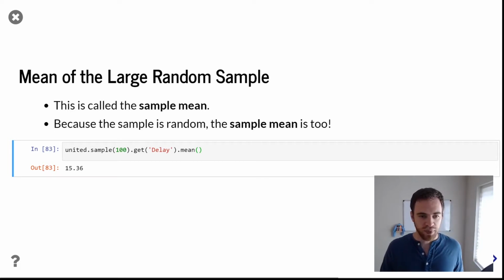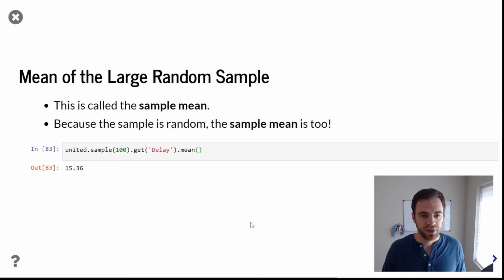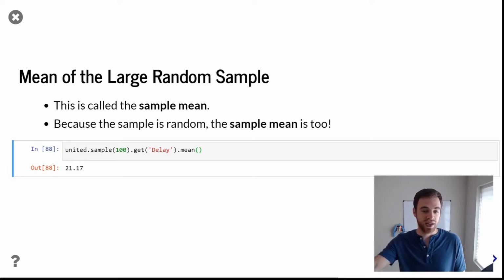Sometimes you might run this and you get pretty close, 15.36. That's a minute off. That's not too bad. But then sometimes you run it and you get something that's way off, like 21. In practice, you're not going to go out and get a bunch of samples. You're going to get one sample of 100 flights maybe, and then call it a day. And then you get a number back and you don't know how close that is to the right answer.